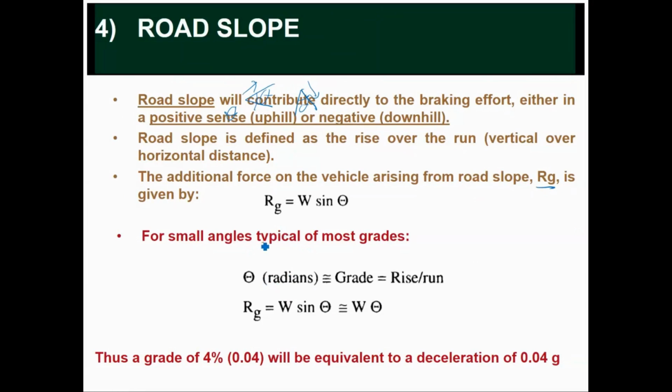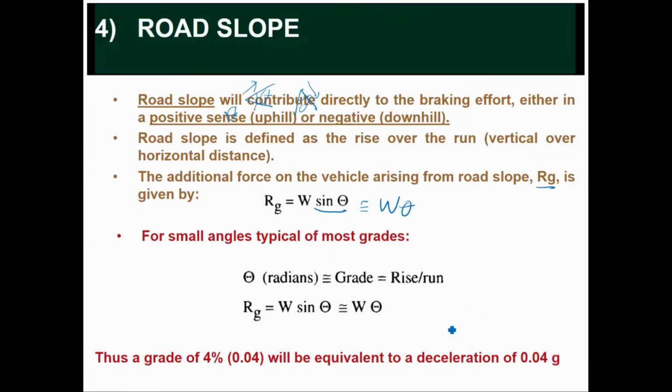Normally for small angle, biasanya theta ni kita boleh assume that sin theta is W theta. Kalau benda tu terlampau small. And then normally the grade contributes the equivalent of 0.04 G punya deceleration. 0.04 G punya deceleration.